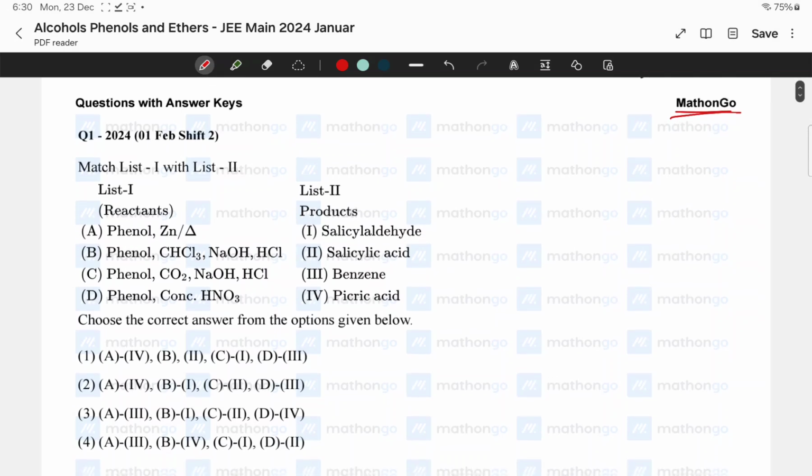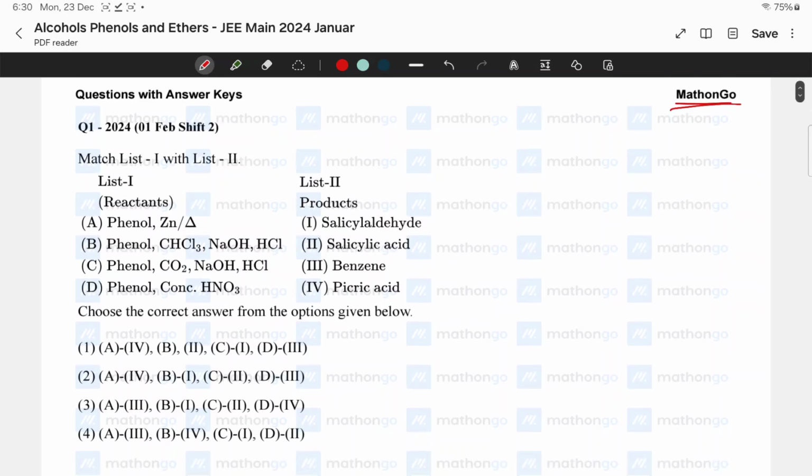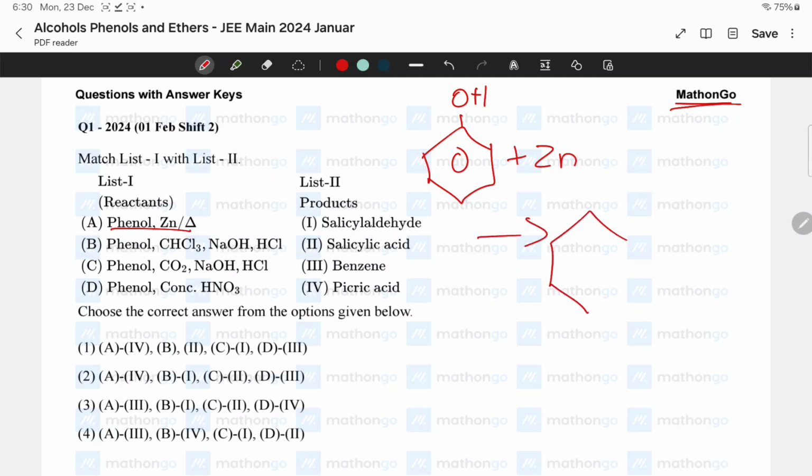So the first one was asked on 1st February, shift 2. Some reactions are given and the products are asked. First one, phenol plus zinc dust gives us benzene plus ZnOH. You know this reaction, if I am not wrong.